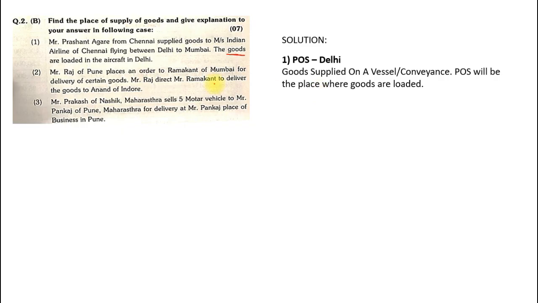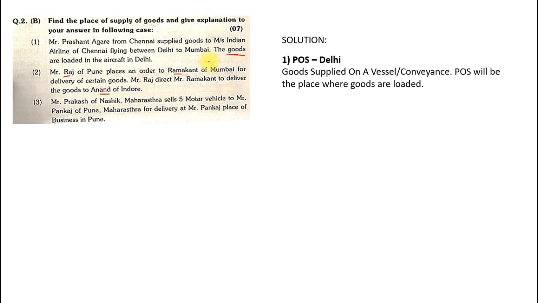Second, Mr. Raj of Pune places an order to Ramakant of Mumbai for delivery of certain goods. Mr. Raj directs Ramakant to deliver the goods to Anand of Indore. So here Raj orders from Ramakant to deliver at Anand, so there are three parties in this. Now remember the rule for three parties: if there are three parties involved, the person who gives the order becomes the third party basically. Because you have the supplier, you have the recipient, and then there will be a third person who has actually given the order.